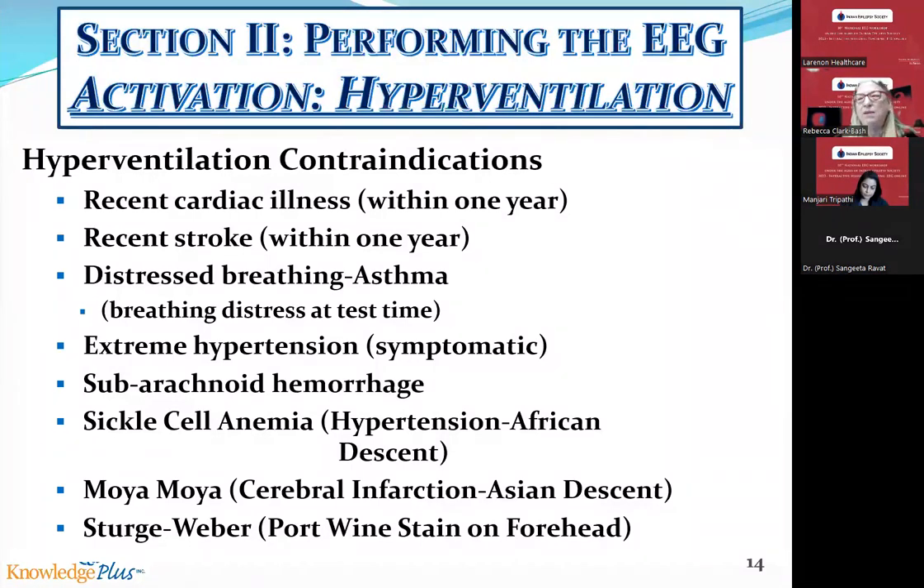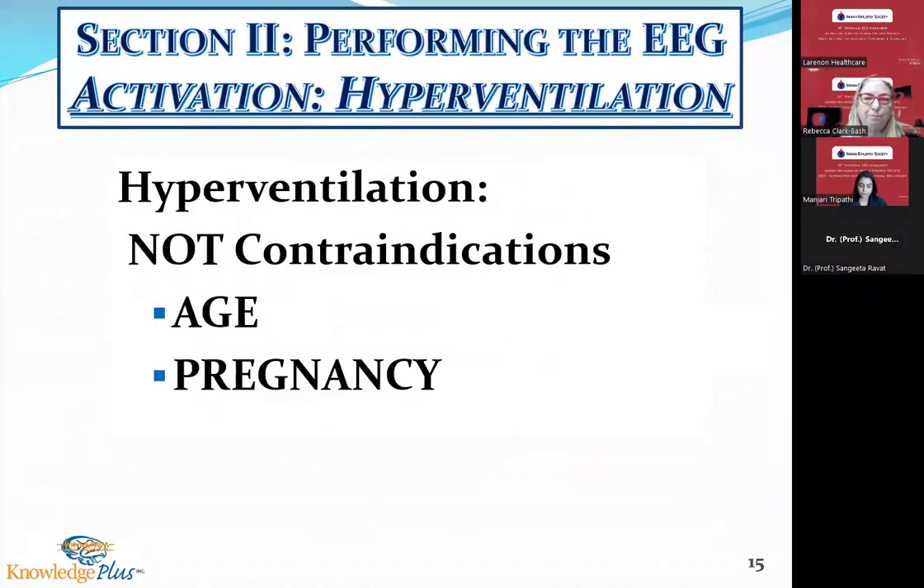So they have multiple cerebral infarctions. Secondarily, of course, seizure or epilepsy more appropriately. And those patients, because of their cerebral vascular instability, we don't do hyperventilation on them. And then Sturge-Weber, that is a port wine stain on the forehead, diagnosed at birth. It's very obvious, these kids, but they cannot do hyperventilation either because of their vascular instability intracranially.